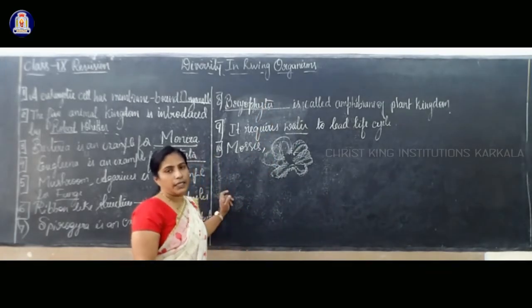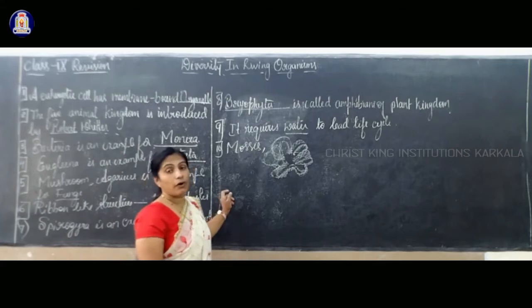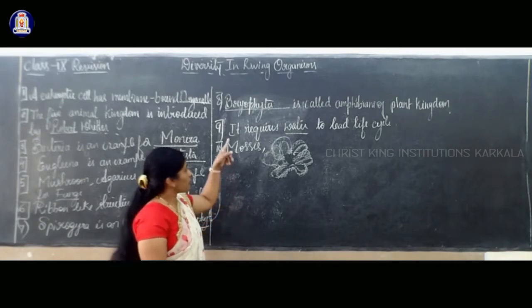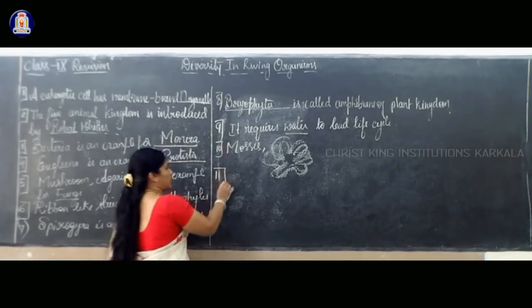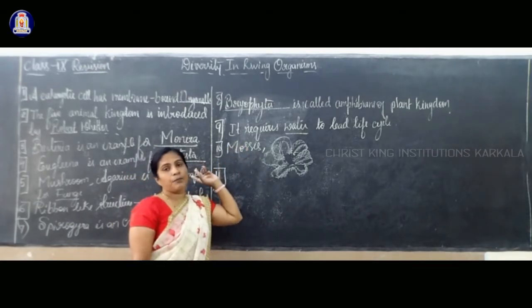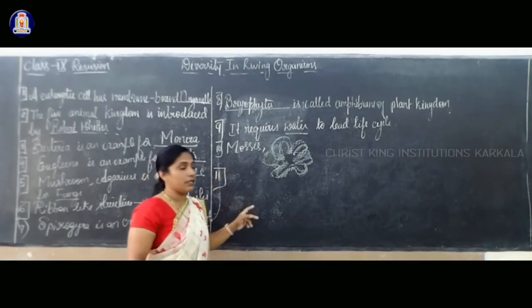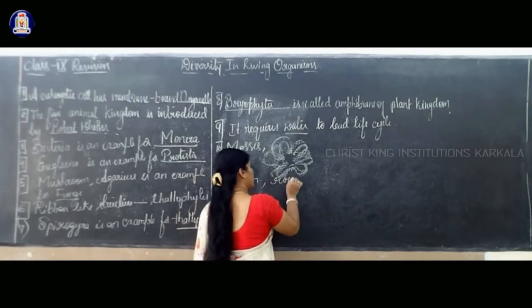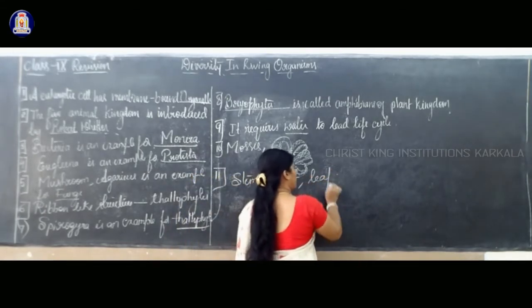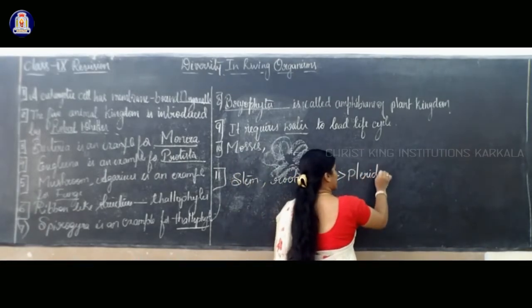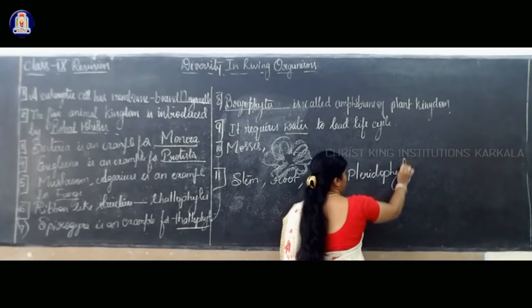Mosses, Funaria, Polytrichum are examples for bryophytes, since they require water to continue their life cycle, so they are called the amphibians of the plant kingdom. Next one, pteridophytes. What is the speciality? Bryophyte leaves are like thallophytes, with no differentiation. Here there is stem, root, leaf variation. Where can we observe it? We can observe it in pteridophytes.